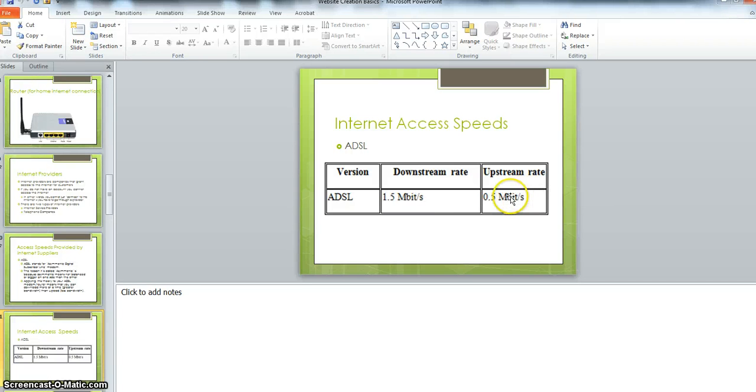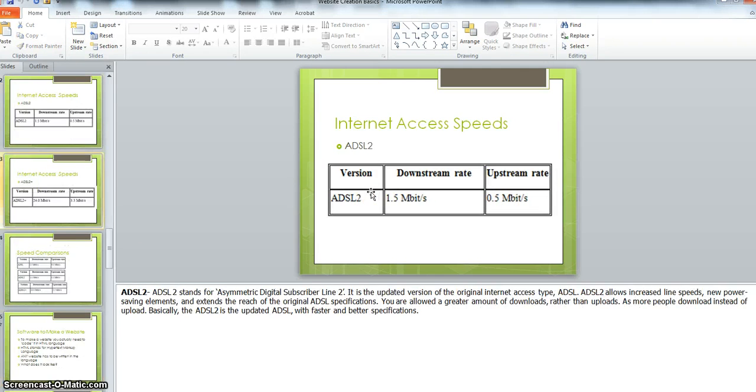And the upload was half a megabit. Next was ADSL2, which had the same download and upload, but it was just better technology. It was faster and had slightly better specifications.